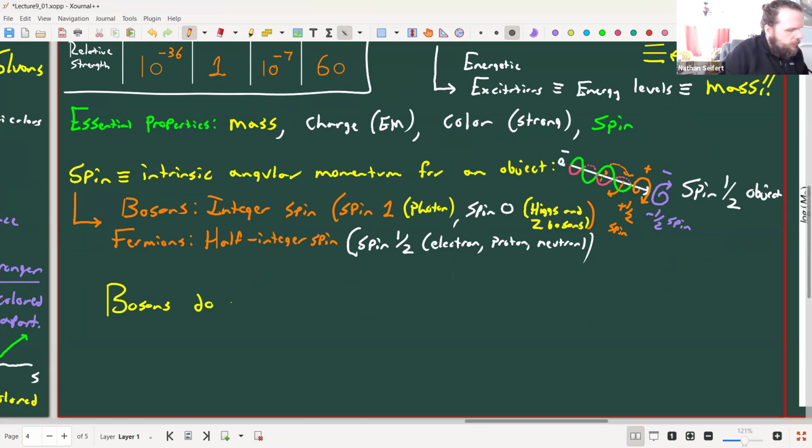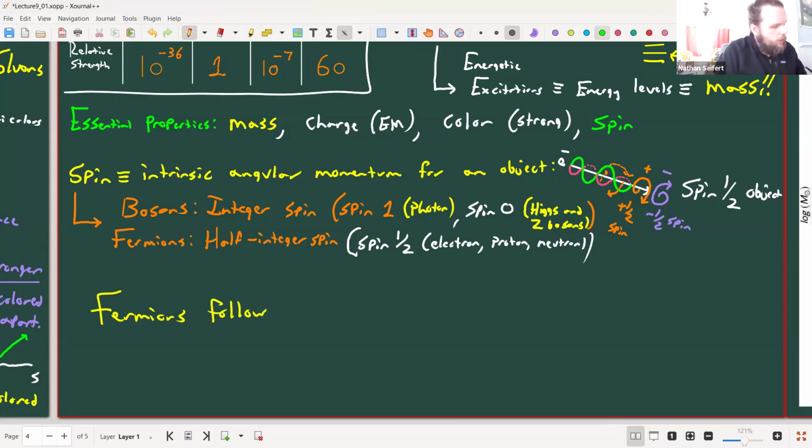Bosons do not. So let me actually say this. Let me say what fermions can't do. I think that's more important. Fermions have a limitation that bosons do not. They follow a principle called the Pauli exclusion principle, named after Wolfgang Pauli.